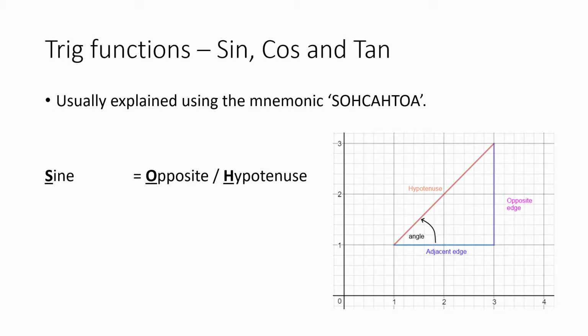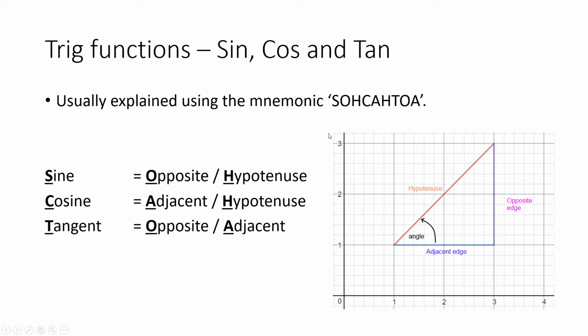And that is short for sine, or SOH there: sine equals opposite over hypotenuse, SOH. And then CAH, cosine equals adjacent over hypotenuse. And then TOA, tangent equals opposite over adjacent.